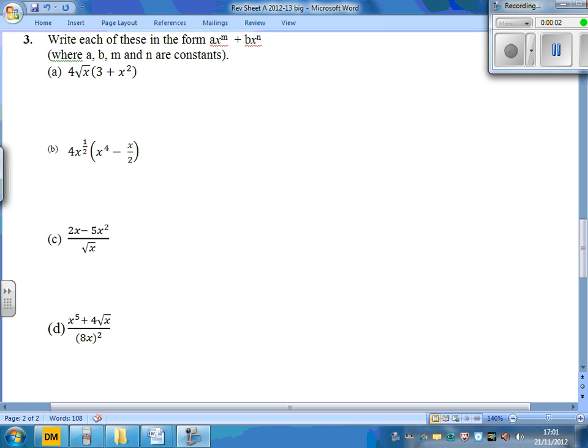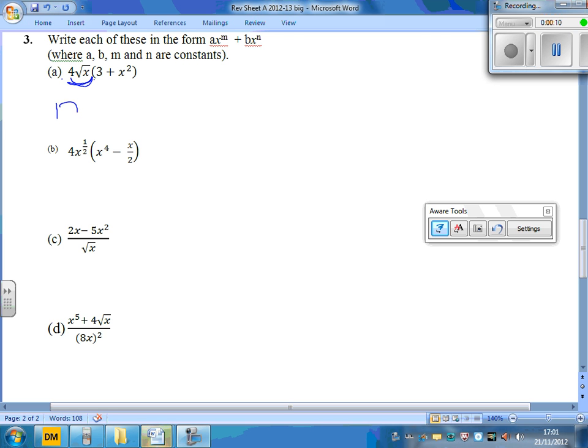Question 3 is actually the same thing as question 2, but we just got to do it twice as much. First bit here, we're timesing these two bits out. 4 times 3, of course, is 12, and we've got x to the power of a half, because this bit. The other one, well, we've got 4x to the power of a half, and we're timesing it by x squared. Putting the half and the 2 together, that's 2.5 altogether. So we've got 4x to the 5 over 2.